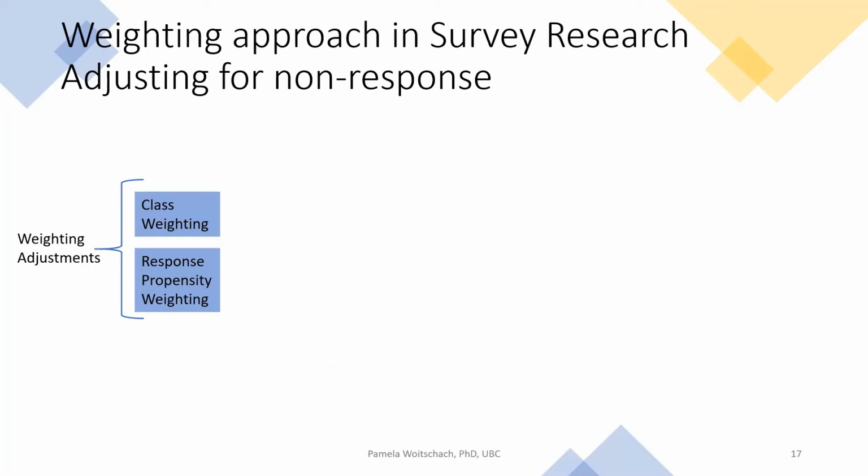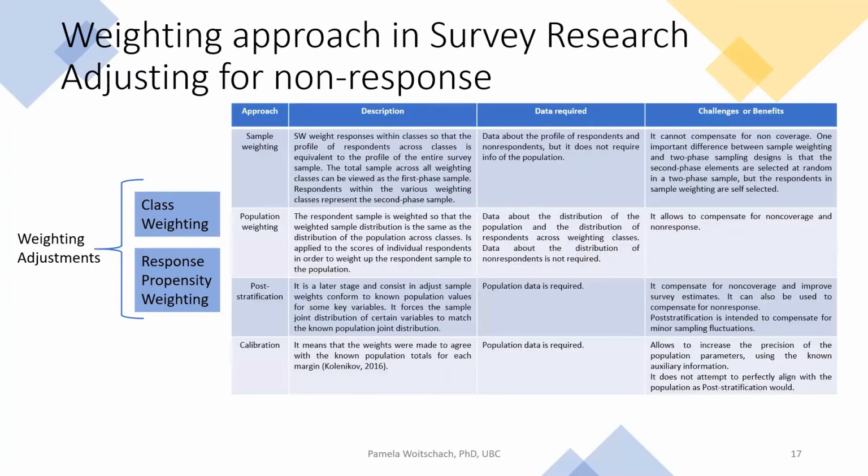Weighting adjustment can be classified into class weighting and response propensity weighting. Also, the weighting approach can be classified as sample weighting or population weighting. And after, a post-stratification or calibration can be done.